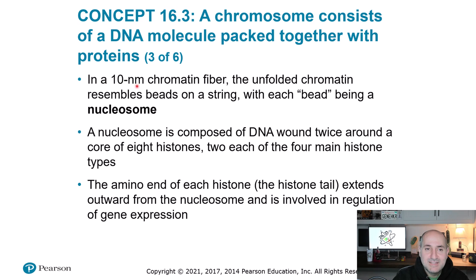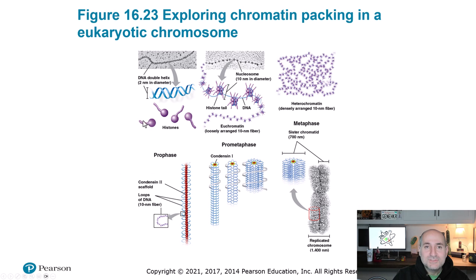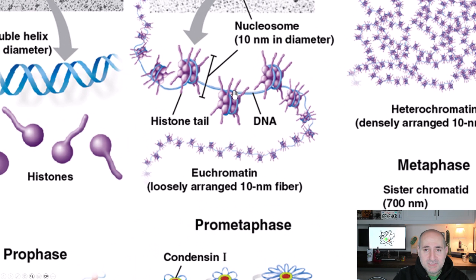Remember that? So in a 10 nanometer chromatin fiber, the unfolded chromatin resembles beads on a string, with each bead being a nucleosome. What is a nucleosome? A nucleosome is composed of DNA wound almost twice around a core of 8 histone proteins, 2 each of the 4 main histone types. So here you can see that these are the histone proteins. They have a histone tail. 8 of these histone proteins combine with double-stranded DNA to form these histone octamers. This is an octamer, 8 histone proteins in a quaternary structure. And the DNA wraps around nearly twice.